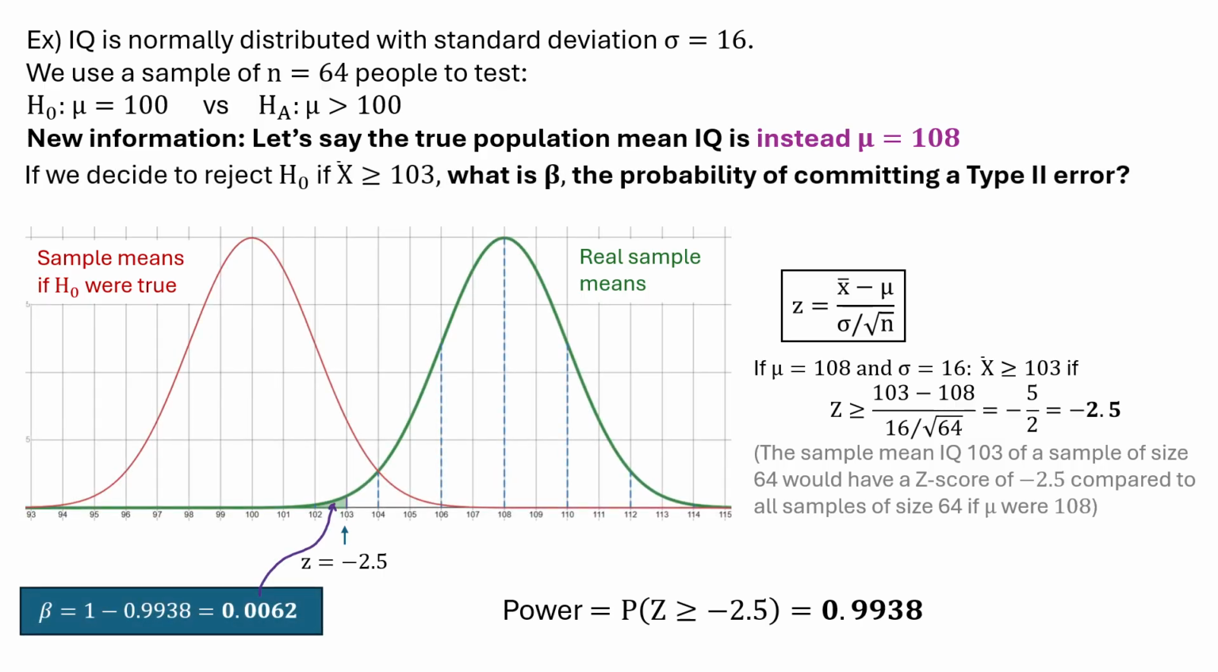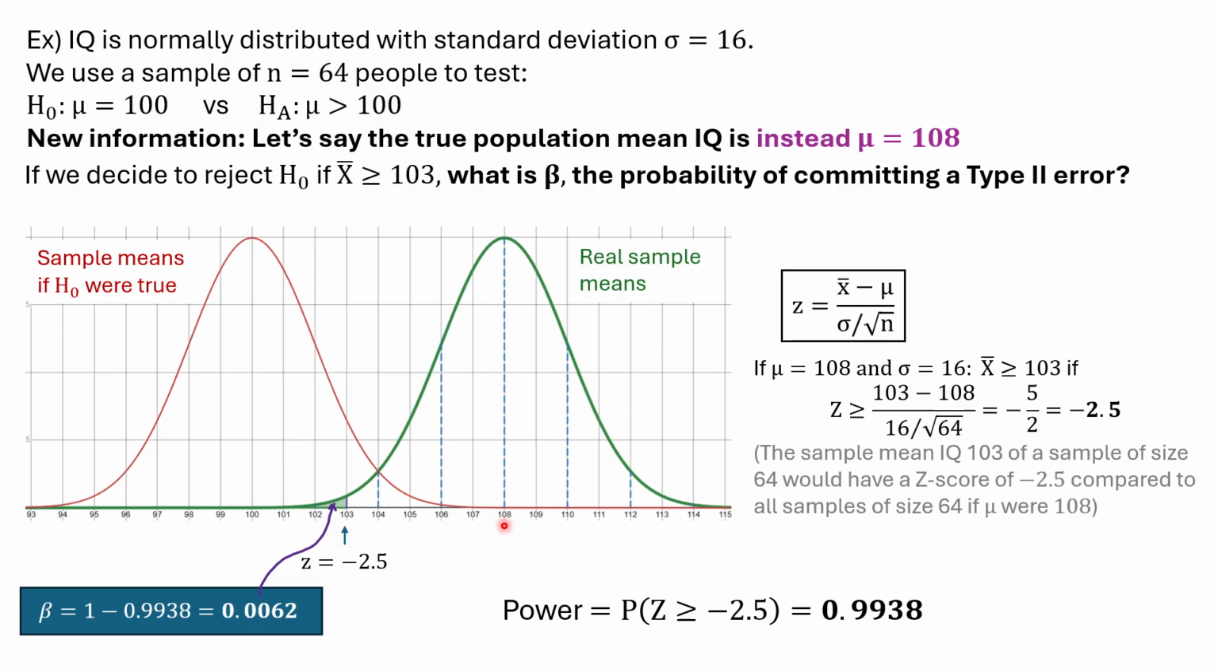Now, because we have our power, we can also answer another important question. What is beta, the probability of committing a type 2 error? Well, it is exactly 1 minus the power. And so the probability of committing a type 2 error, beta, is 0.0062, or about 0.62%.